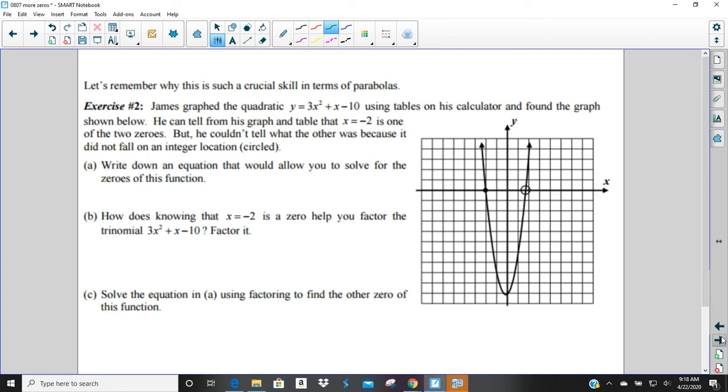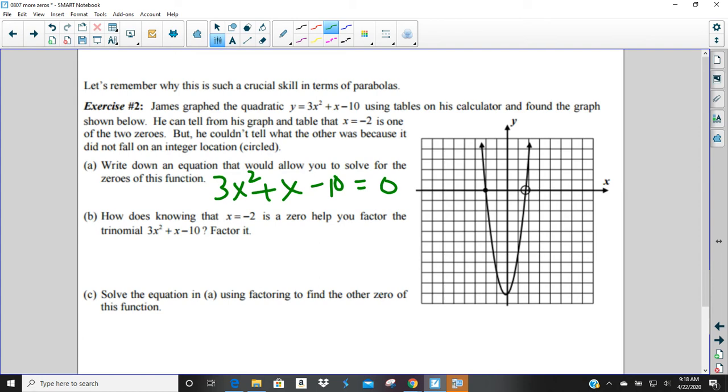When I'm solving for the zeros, I replace y with 0. So my function would be 3x squared, sorry, minus 10 equals 0. So you're going to replace y with 0. To find the zeros, y is 0. Now, how does knowing that x equals negative 2 is one of the zeros help? Well, we know that when we find a zero, it's the same number, opposite sign from when it was in parentheses. Yes, same number, opposite sign for the x value.